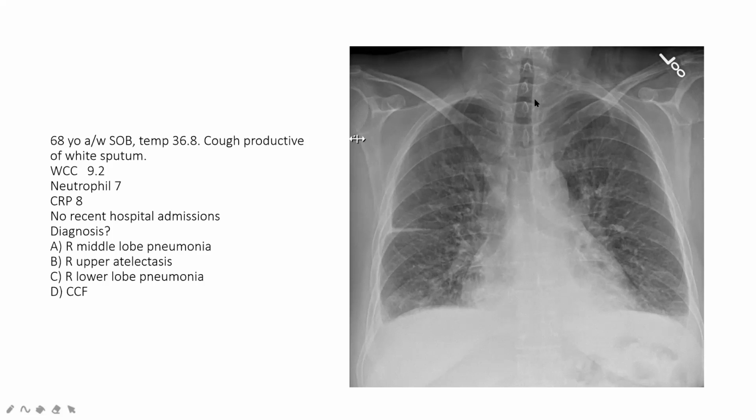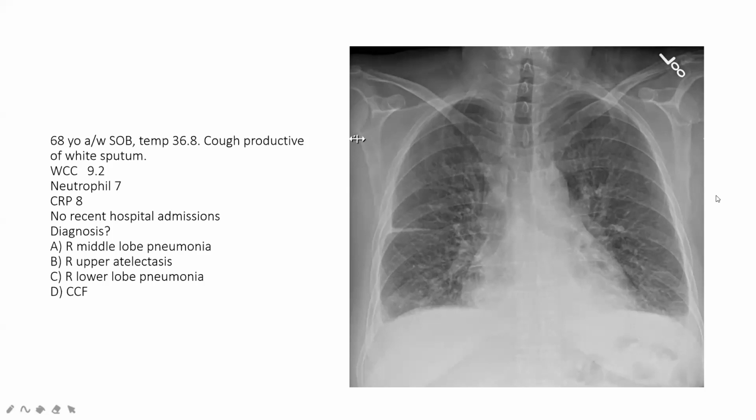So a lot of C's and D's. Okay. Right lower lobe pneumonia. It could be, but it doesn't look very convincing, does it? I agree. There is an area of high density here, but it is not the most convincing pneumonia that I can think of.